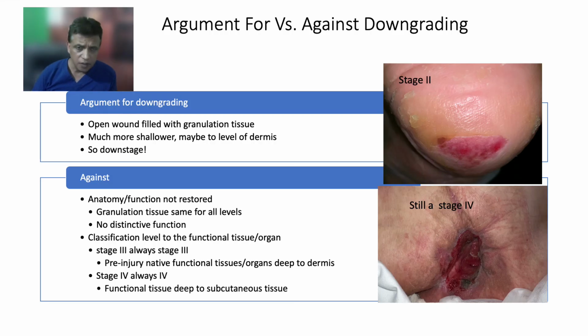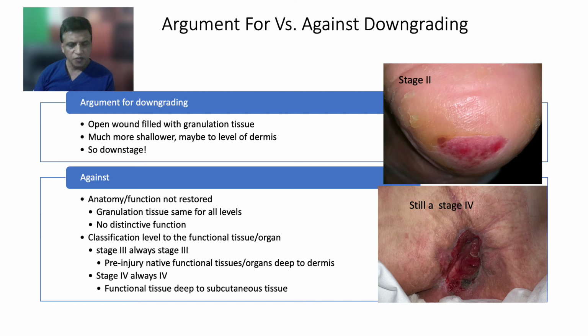So okay, now the wound cavity has been filled with granulation tissue. Why can't we downgrade it? If you look at the two pictures here, the top one is a healing stage 2 pressure injury on the heel. The bottom picture is a healing stage 4 pressure injury on the sacrum. They're of almost similar depth. They look the same overall, covered with a reddish tissue at the base of the wound, but there's a difference.